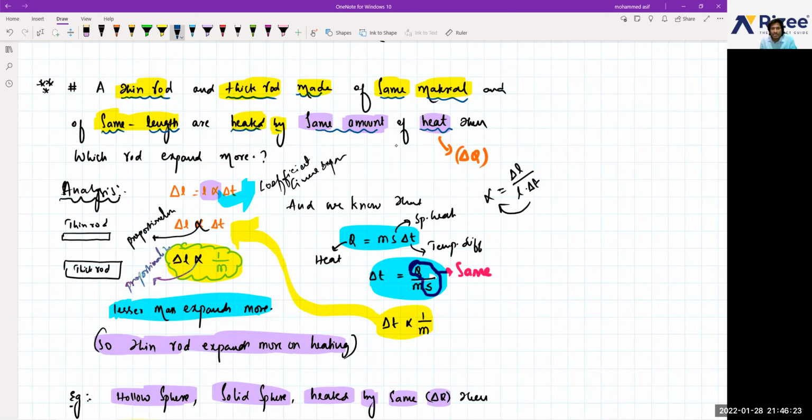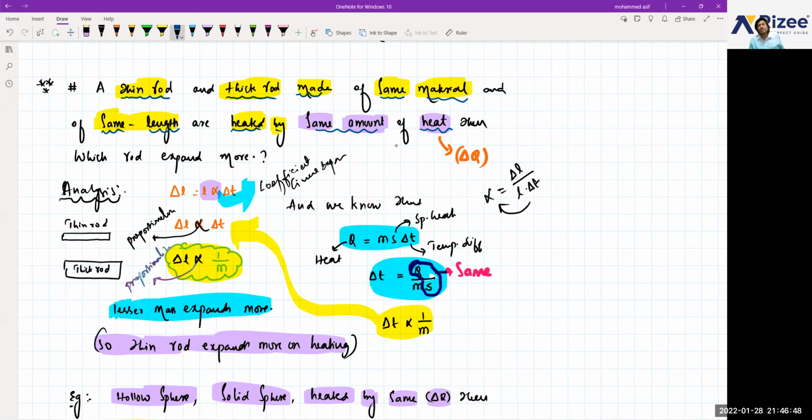The problem says the same amount of heat, delta Q. So Q is the same. That means temperature difference is equal to Q by m into s. Q is the same and specific heat is the same, so temperature difference is inversely proportional to mass. So the increase in length is inversely proportional to mass. The lesser the mass, the more the expansion. So the thin rod expands more on heating at the same amount of heat.